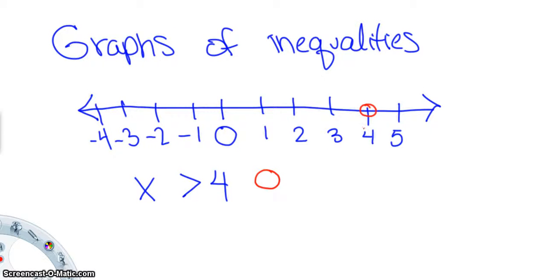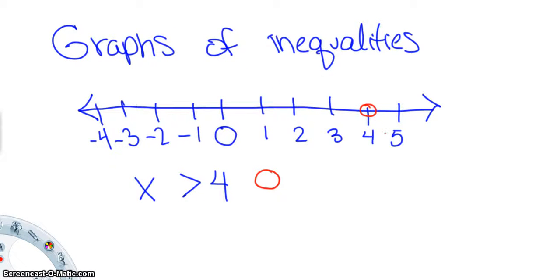Then I need to think, how would I make this work? What numbers could I put in for x? Could I put 3 in for x? Is 3 greater than 4? No, 3 is not greater than 4, so it's not going to be going in that direction.